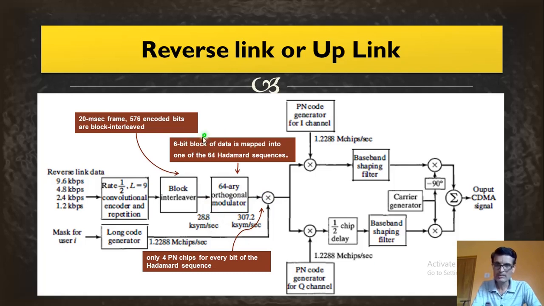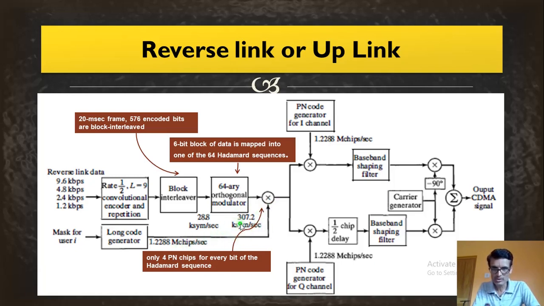Within a 20 millisecond frame, six bits of this data are mapped into one 64-bit Hadamard code. So a 64-bit Hadamard code, or Walsh code, is multiplied with the 6-bit data, not 1-bit. The data rate we get at the output of this is around 307.2 kilosymbols per second, multiplied with 1.2288 megachips per second.